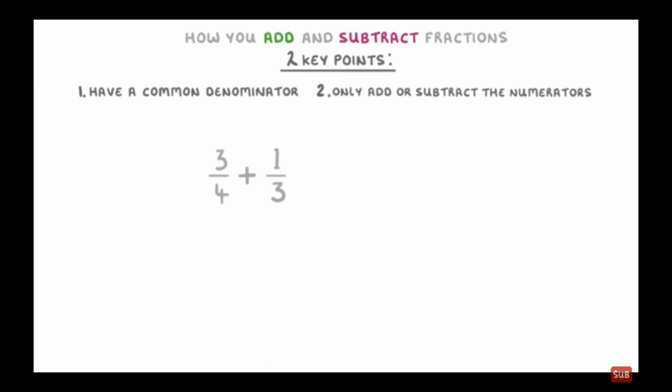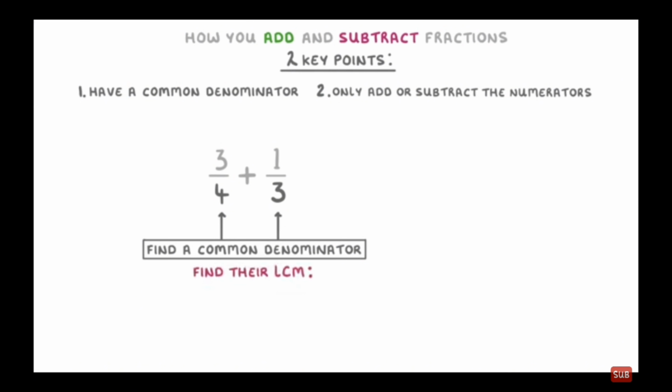So in this sum here, where we're trying to add 3/4 and 1/3, the first thing we need to do is find a common denominator, which means that we need to make these two denominators the same number. The best way to do this is to find their lowest common multiple, or LCM, which is the smallest multiple that they both have in common. And so in this case, that's going to be 12.